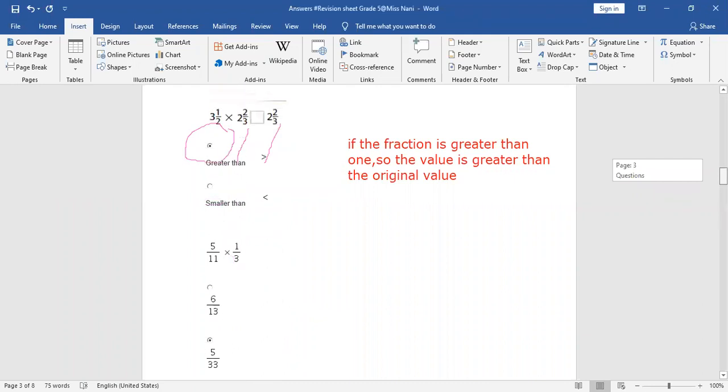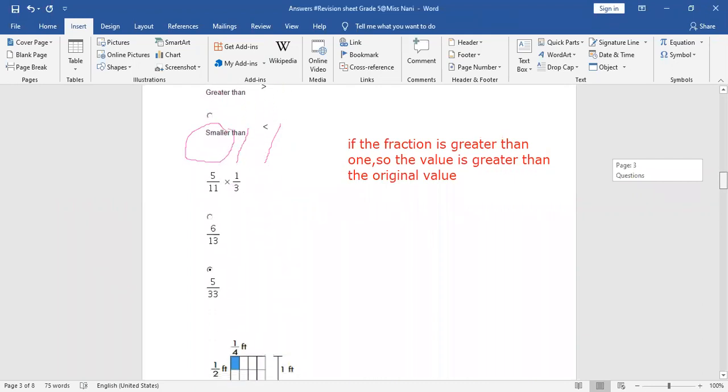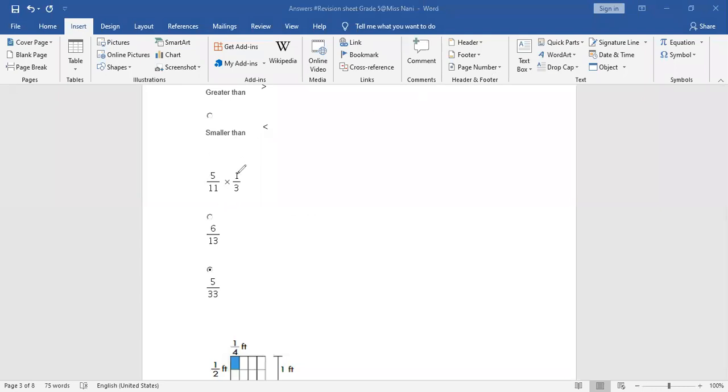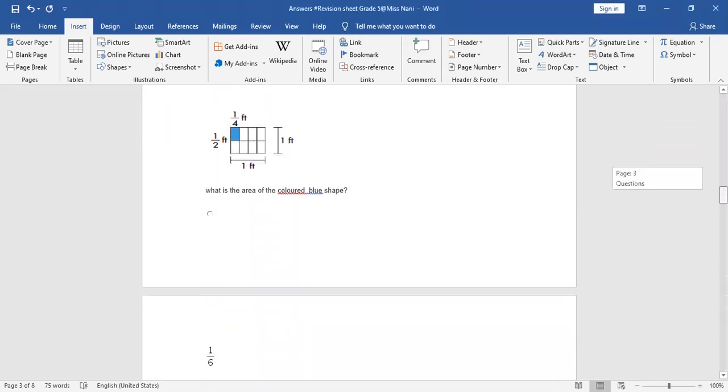Okay, here I have 5 out of 11 multiply a third. 5 out of 11 multiply a third. So we will multiply numerator by numerator, denominator by denominator. 5 multiply 1 is 5. 11 multiply 3 is 33. Okay, so the answer is 5 out of 33.